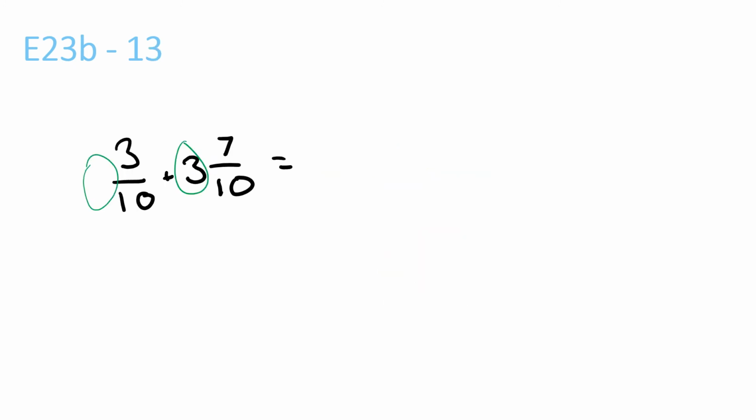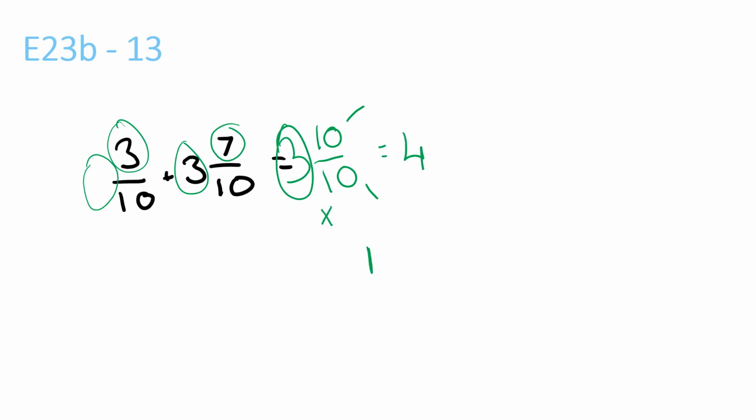3 plus nothing is 3. 3 plus 7 is 10 over 10. Since the top and bottom are both the same, it equals 1. Get the 3. 3 plus 1 is equal to 4.